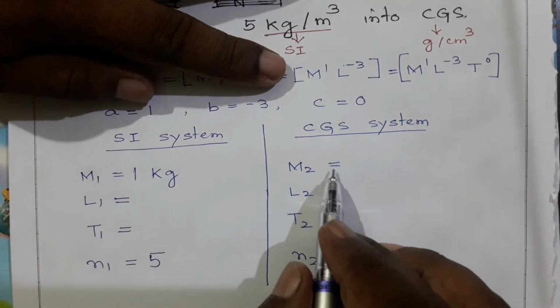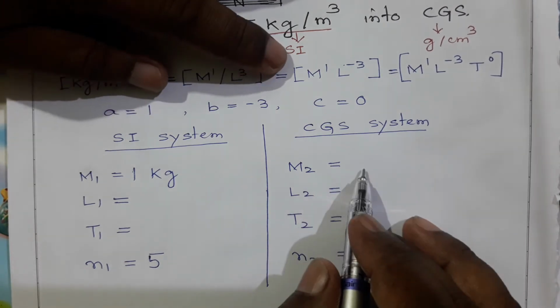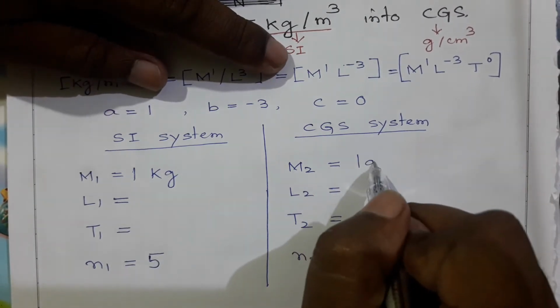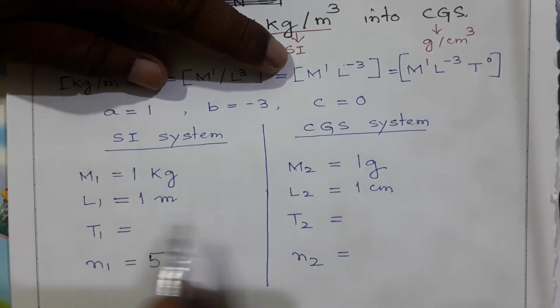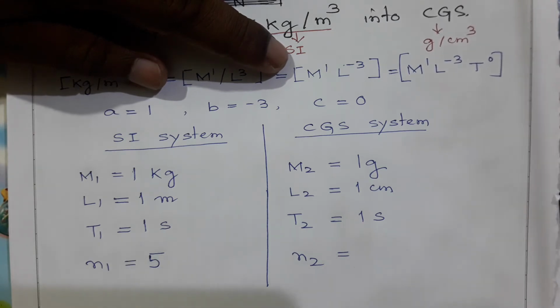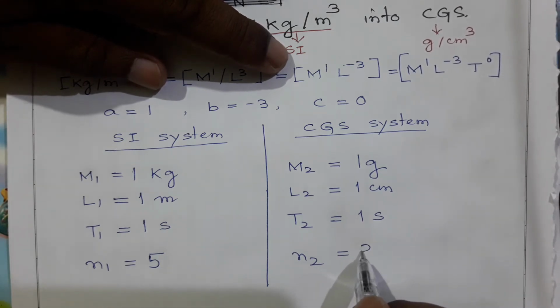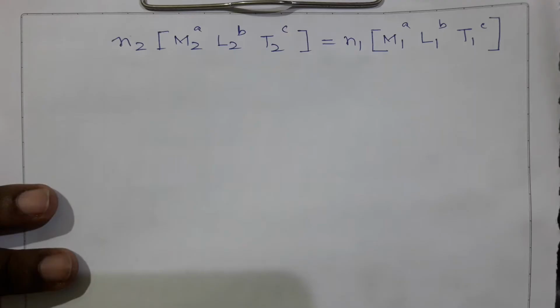And in this case, the fundamental unit of mass is 1 gram. Here 1 kg, here 1 gram. For length, 1 meter and here it is 1 centimeter. Time is second in both cases and we have to find the value of N2.